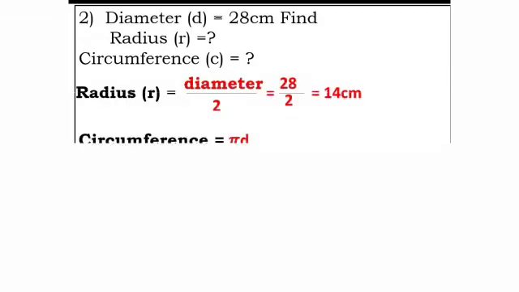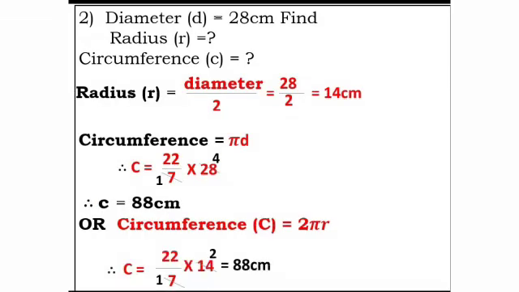Now, here children, diameter is given to you as 28 centimeter and you are going to find out the radius and circumference. Now, when diameter is given to you and you are going to find out radius, radius is half of the diameter. So, the formula that you will write for radius is radius is equal to diameter upon 2, which is equal to 28 upon 2, and after dividing 28 by 2, you will get 14 centimeter. So you have found out radius as 14 centimeter.